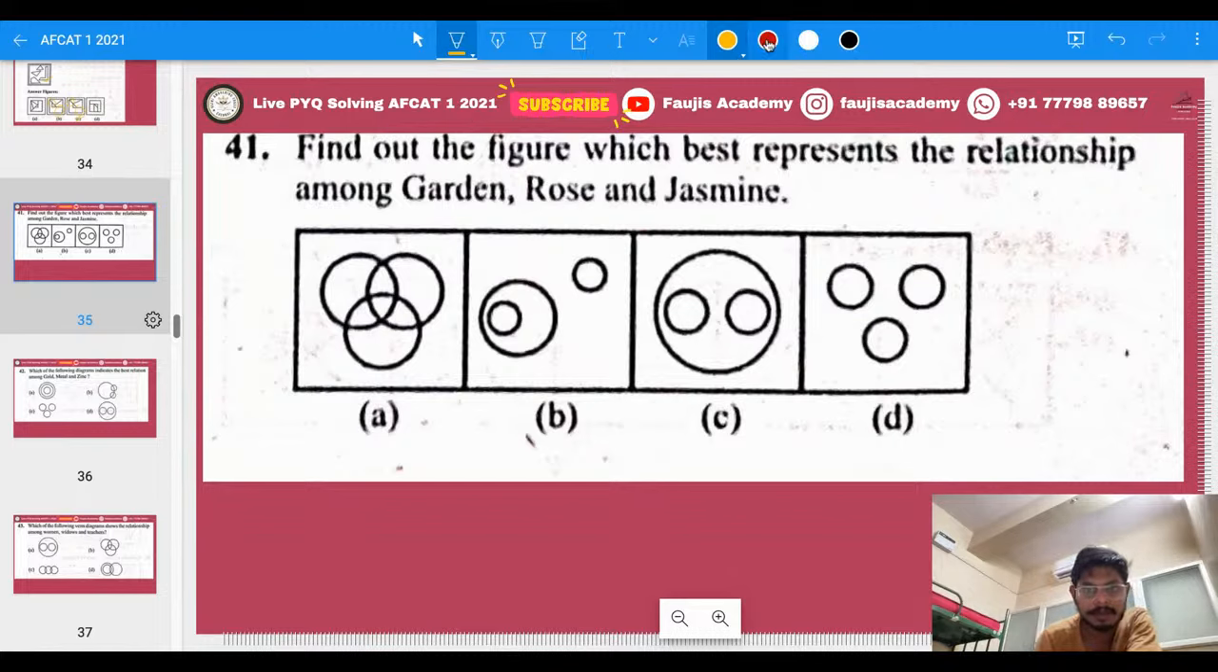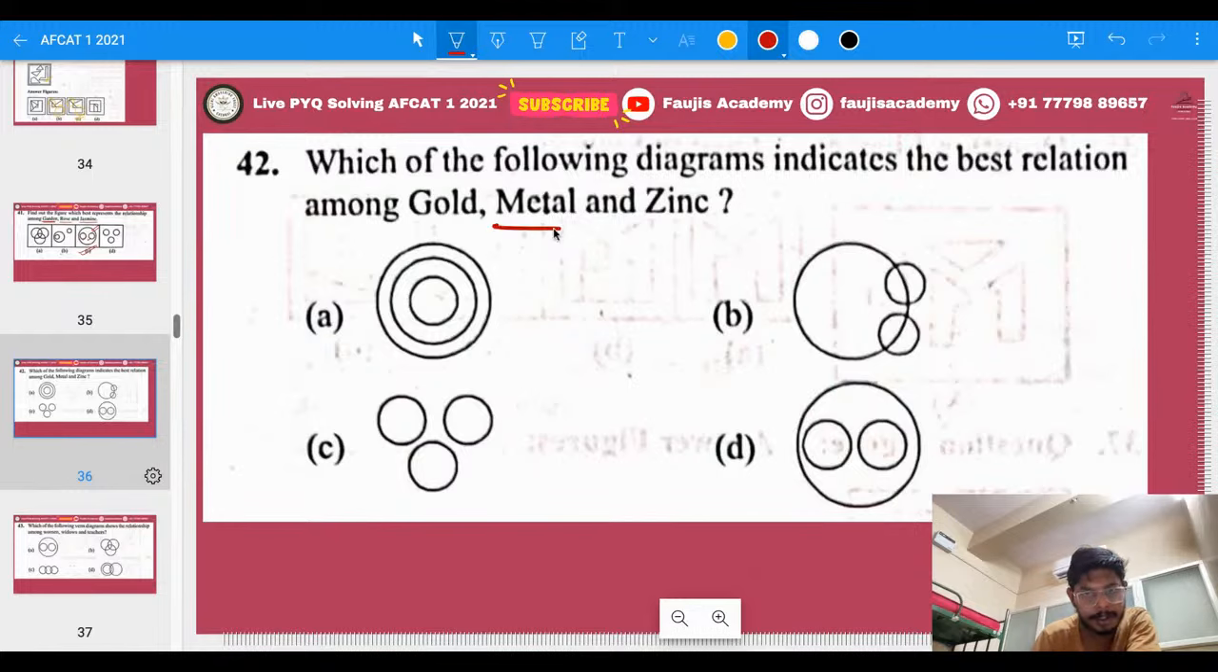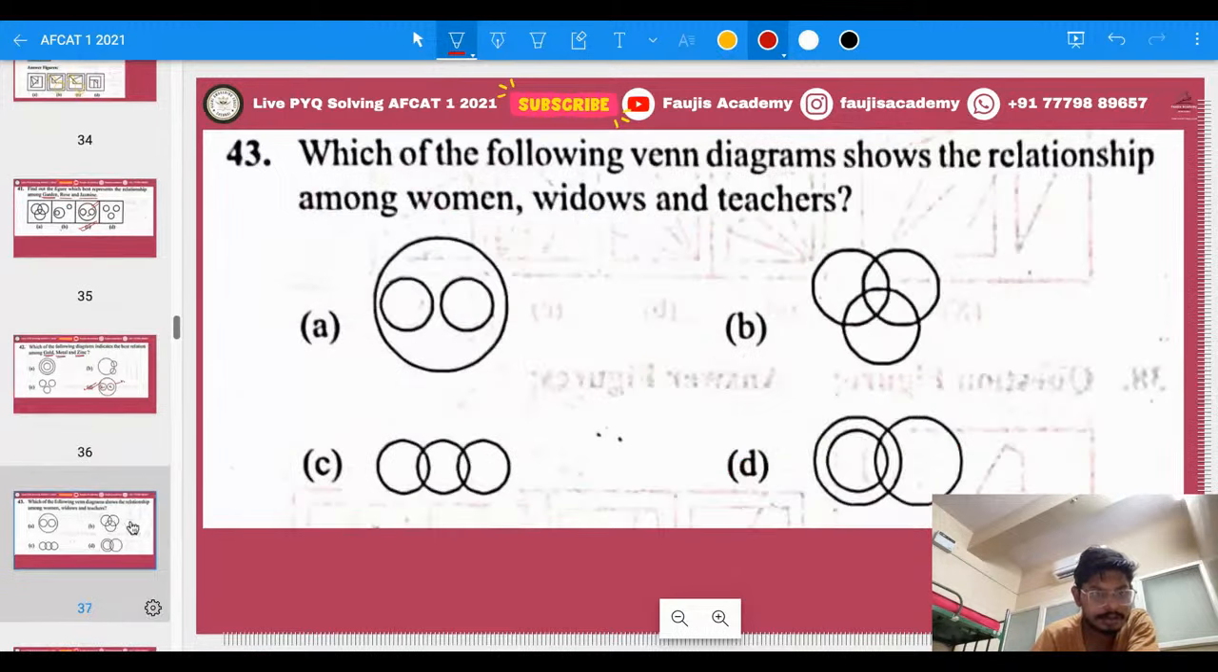Garden, rose, and jasmine. Garden is there, and inside the garden you will have rose and jasmine. 41 C, nobody should have any doubt. 42: metal, zinc and gold. 42 D, isn't it? Yes, absolutely correct. 42 will be D.